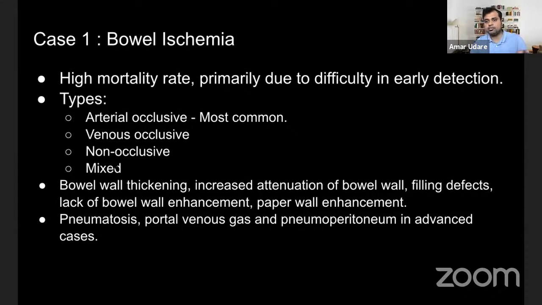The findings on CT depend on what stage the infarction is. In the initial phases, you'll get bowel wall thickening and increased attenuation on non-contrast, which can be due to bowel wall hemorrhage. You can see filling defects in the vessels in cases of occlusive events. The other findings are thinning of the bowel wall, and in final stages, there may be pneumatosis, that's air in the bowel wall, and portal venous gas, or even frank pneumoperitoneum. So depending on what stage the ischemia is, you can get different signs.